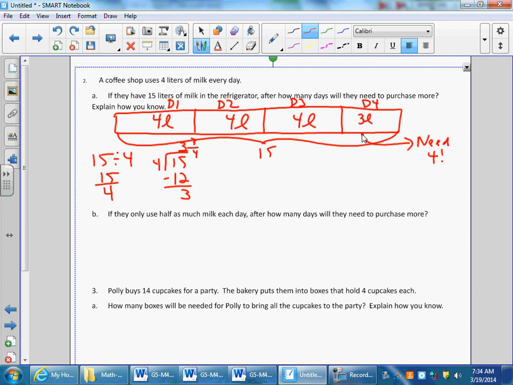Okay, so I see that in my work I got 3 and 3 fourths, which means 3 and 3 fourths days. The question says, after how many days will they need to purchase more? So if I need 4 the first day, I'm okay. If I need 4 the second day, I'm okay. If I need 4 the third day, I'm okay. But the 4th day, I'm not okay. I'm not going to be able to survive that 4th day in my coffee shop without purchasing. So after day 3, I'm going to have to think about purchasing more milk.